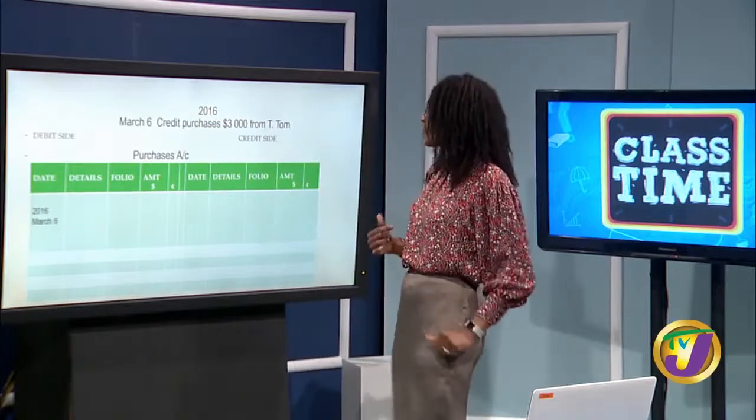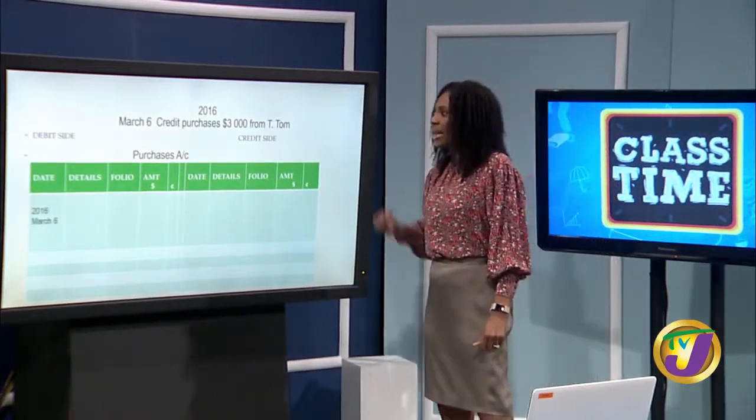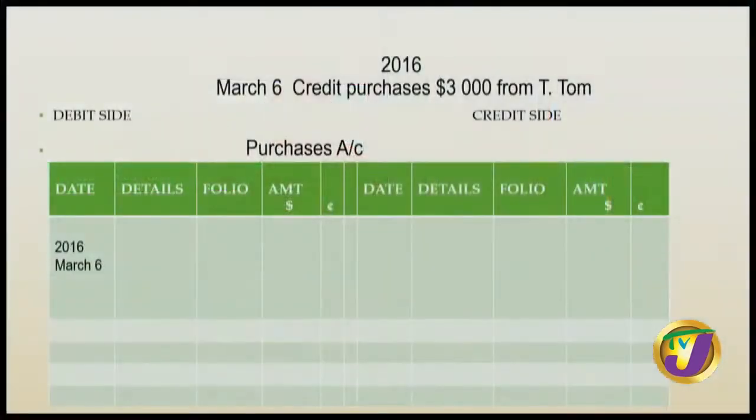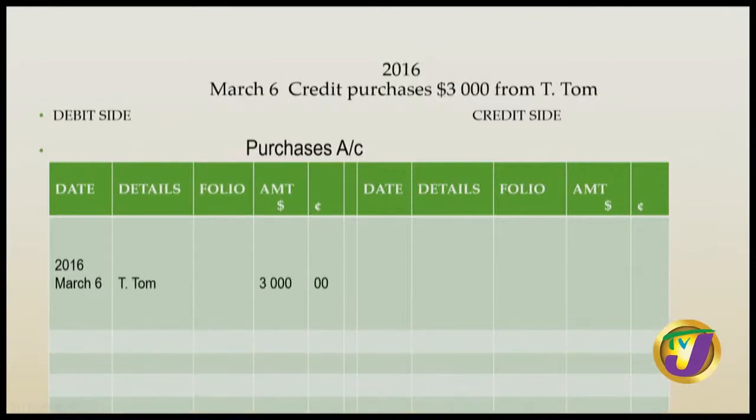Good. Now, here it is. Here in the ledger, say March 6 in the date column, 2016, on the debit side of the purchases account, because we're increasing the asset stock. Good, we put in the date. We put in the amount, which is what? $3,000. And the details will be what? T. Tom, and T. Tom is a creditor.